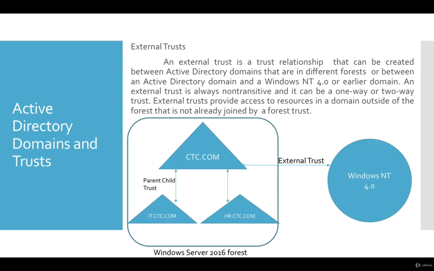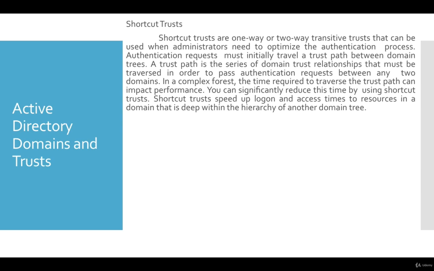Okay, so our next trust is external trust. An external trust is a trust relationship that can be created between Active Directory domains that are in different forests, or between an Active Directory domain and a Windows NT or earlier domain. An external trust is always non-transitive and it can be a one-way or two-way trust. External trusts provide access to resources in a domain outside of the forest that is not already joined by a forest trust.